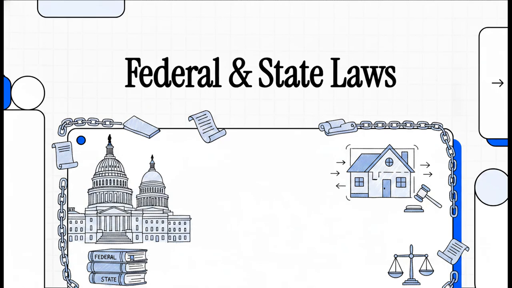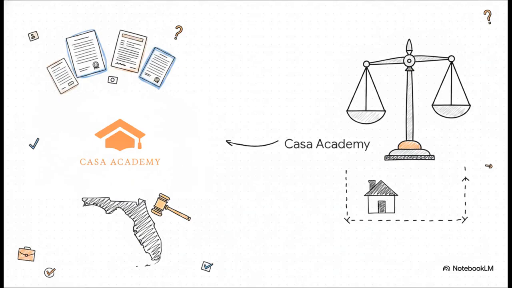Welcome to Casa Academy Chapter 7, Part 1, where we will cover federal and state laws pertaining to real estate. As you progress through your real estate education, you're going to quickly realize that navigating the legal landscape is about so much more than just knowing how to write up a contract.